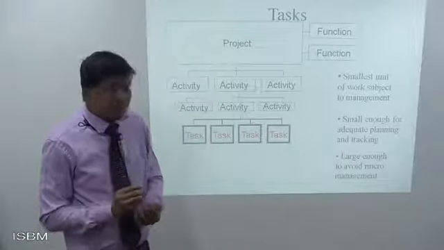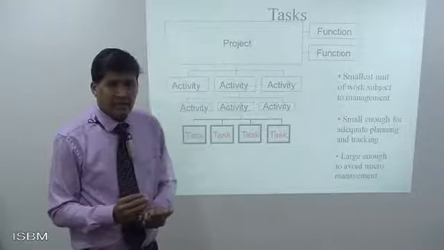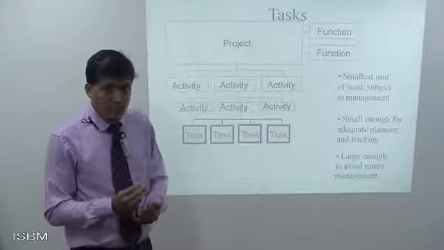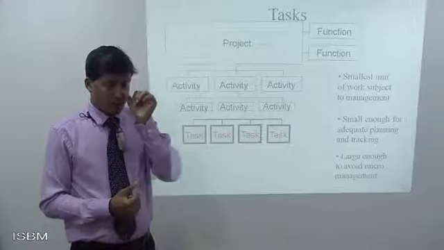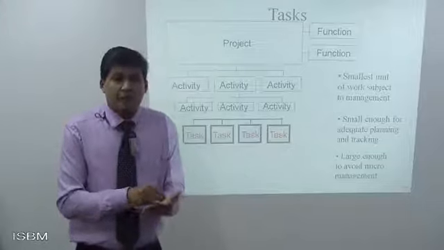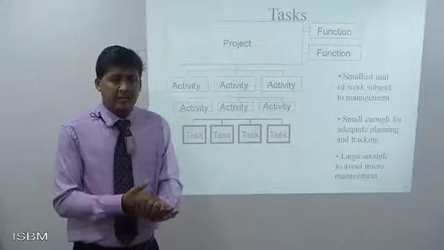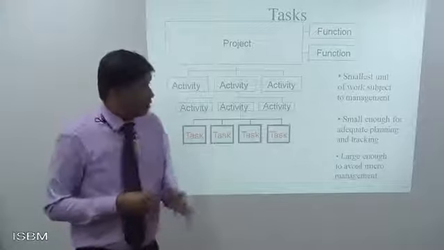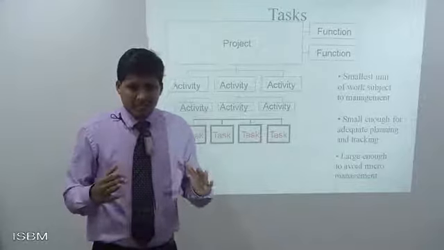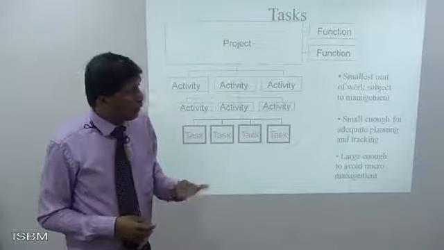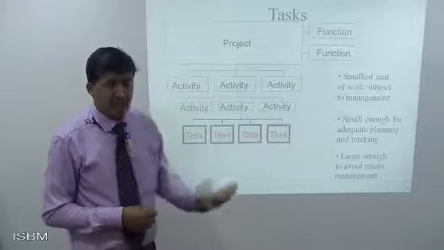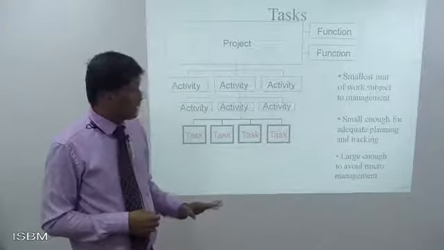A task is small enough for adequate planning and tracking. It is large enough to avoid micromanagement. So it need not necessarily be the very smallest unit, but large enough that it is considered as a system or a unit. So task is the smallest function. If you are looking at WBS as a hierarchy, group of function is a project, group of activities is a function, and group of task is an activity.